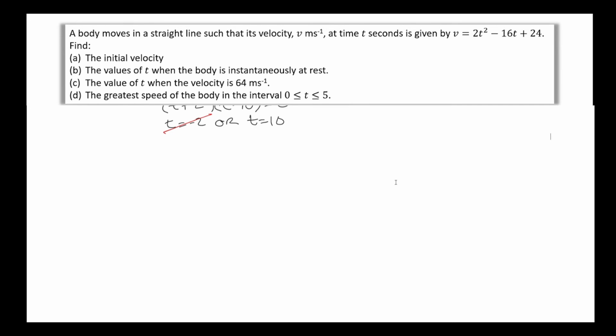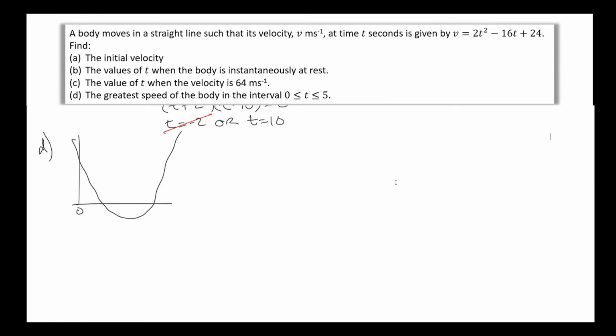The last bit of the question asks, when are we going to have the greatest speed of the body in the interval? So let's not forget, speed is a scalar while velocity was a vector. So we need to check both directions of the velocity. The greatest magnitude of velocity is what we should be looking for.